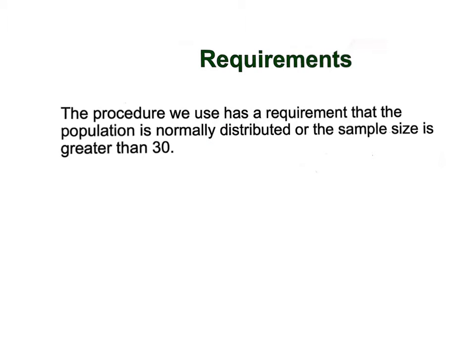Requirements. One of these two things must be true in order to do this process. First of all, the population must be normally distributed, or the sample size is greater than 30. That's a CLT. Remember central limit theorem, sample size greater than 30 also means we can use normal.